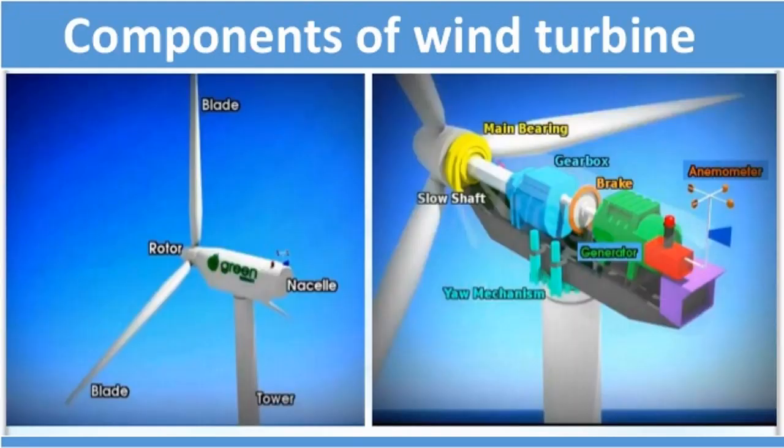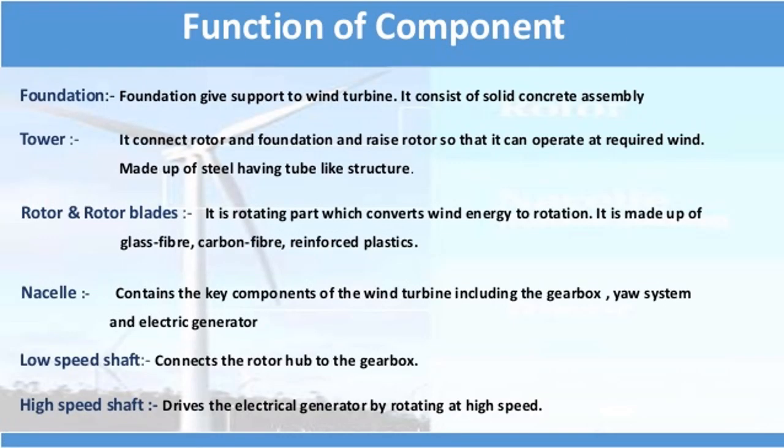Components of a wind turbine: blade, rotor, tower, and main bearing, gearbox, brake. Function of components: foundation. The foundation gives support to the wind turbine. It consists of a solid concrete assembly. Tower: it connects the rotor and foundation and raises the rotor so that it can operate at the required wind. It is made up of steel having a tube-like structure.